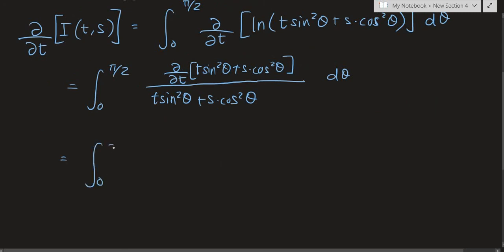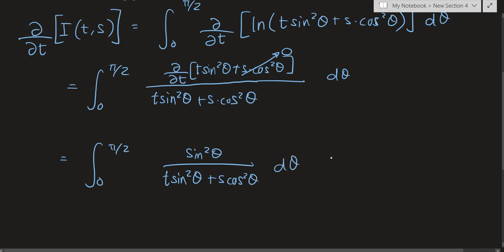Now on differentiation, we have integral from 0 to pi over 2 of differentiating s times cosine squared theta. We have no t expression, so this just goes to 0 by the properties of derivatives. Sine squared theta is a constant with respect to t, so that will come out, and the derivative of t with respect to t is 1. So we just have a sine squared theta divided by this original denominator, t times sine squared theta plus s times cosine squared theta d theta.